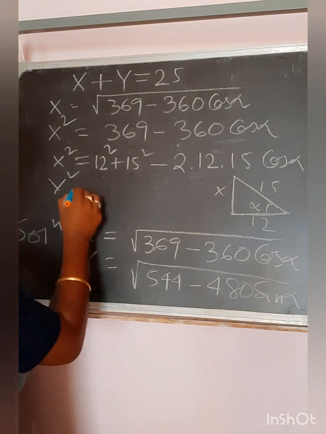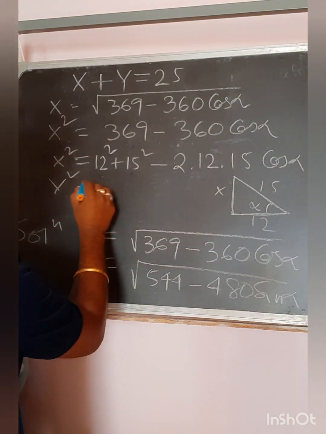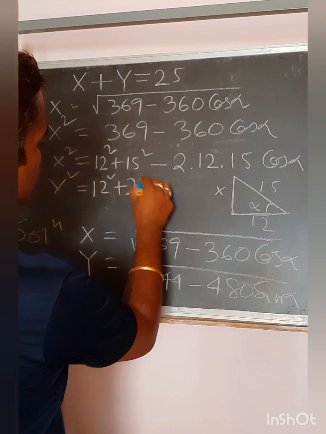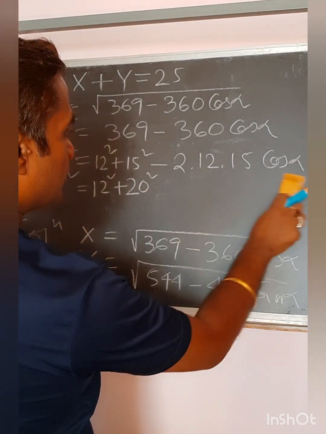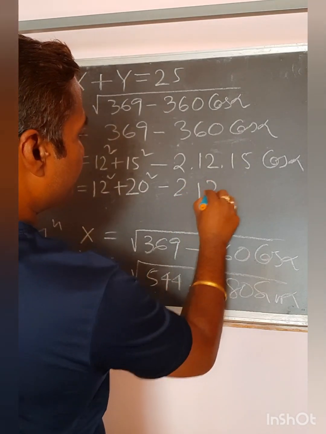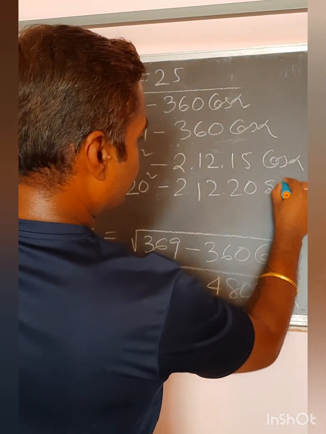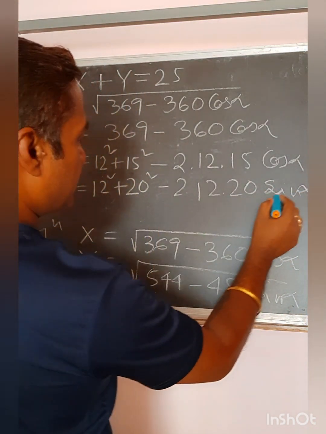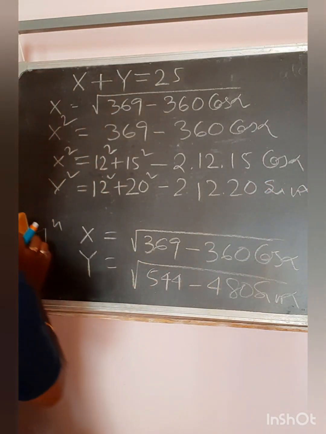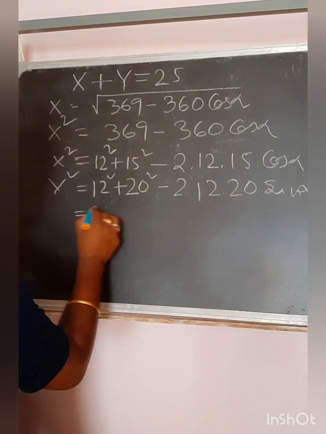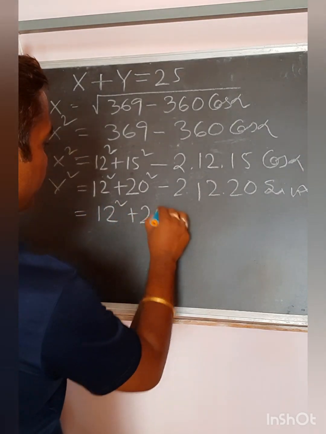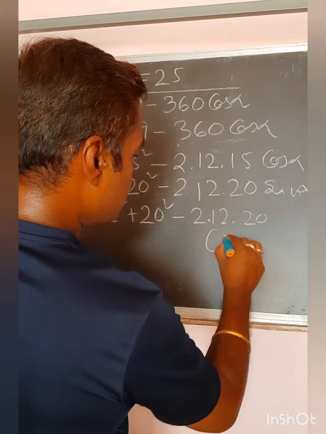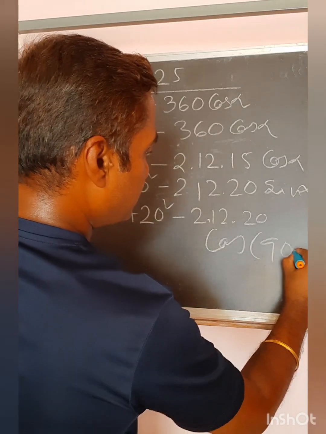Similarly, if I do y square, I will get 12 square plus 20 square minus 2 into 12 into 20 sin alpha. Let me write another line so that you can understand it better: 12 square plus 20 square minus 2 into 12 into 20, and that sin alpha I am writing as cos of 90 minus alpha.